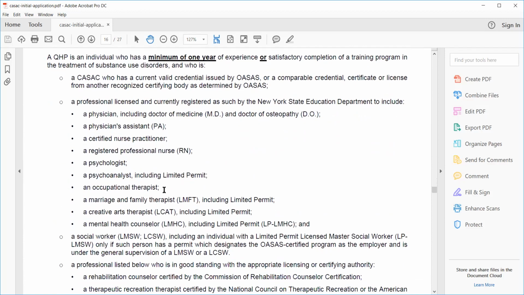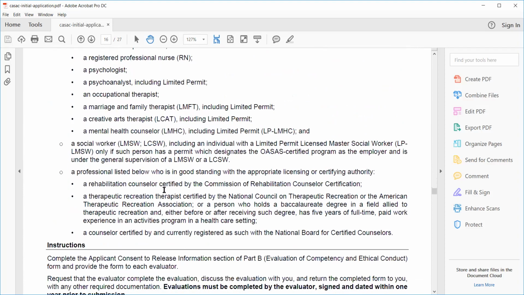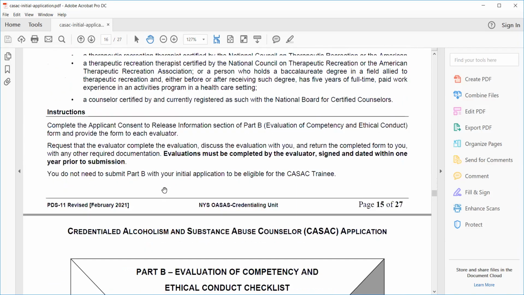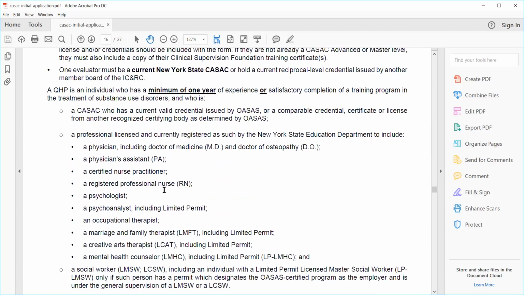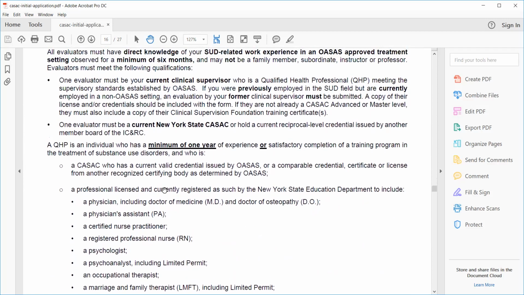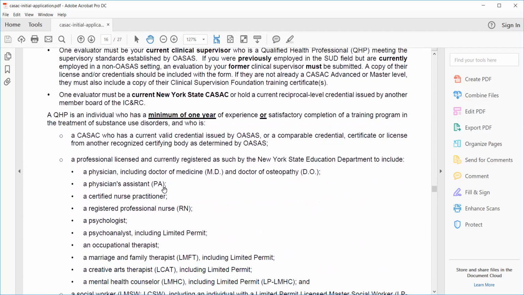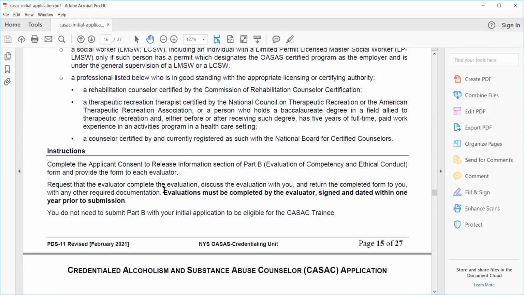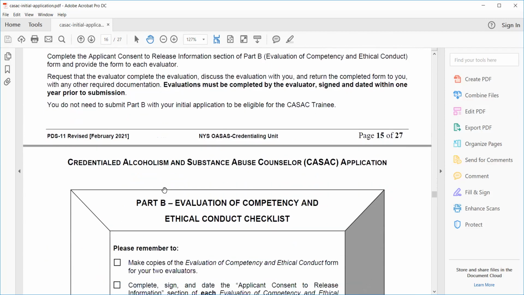And they go down and give you just some information about who a QHP is and who can be filling out your form. You don't need to worry so much about this because all of your supervisors, the people signing off for you during your internships, we made sure were QHPs.